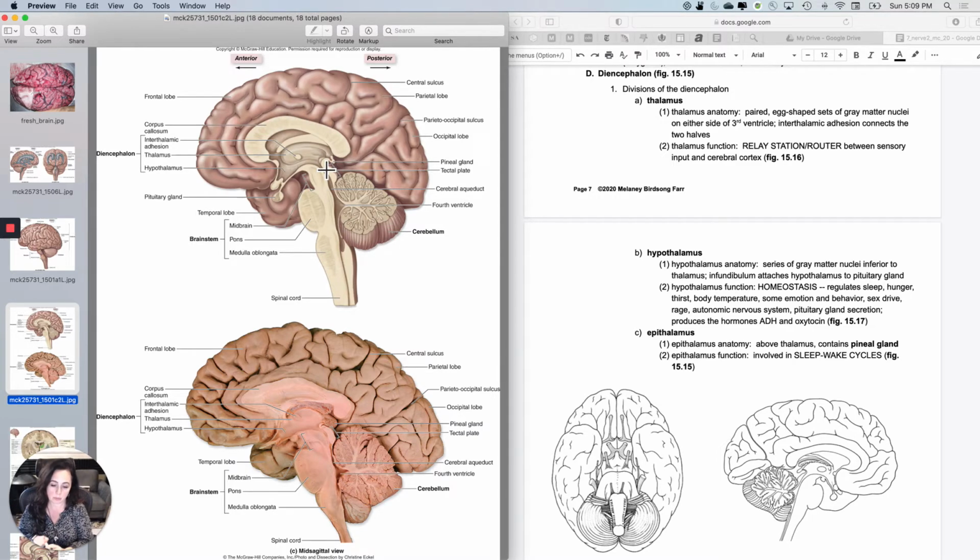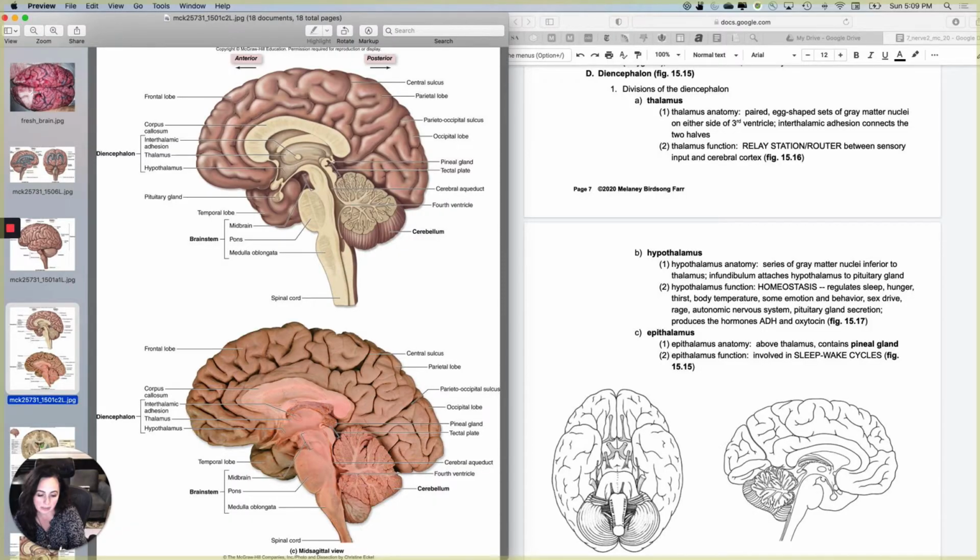So let me show you where the area is that we're talking about. The diencephalon includes this area down here with the beak of the chicken, all the way up. So that whole area is the diencephalon. Let's talk about the three sub areas of the diencephalon. The diencephalon is deep within the brain, like between the two halves.